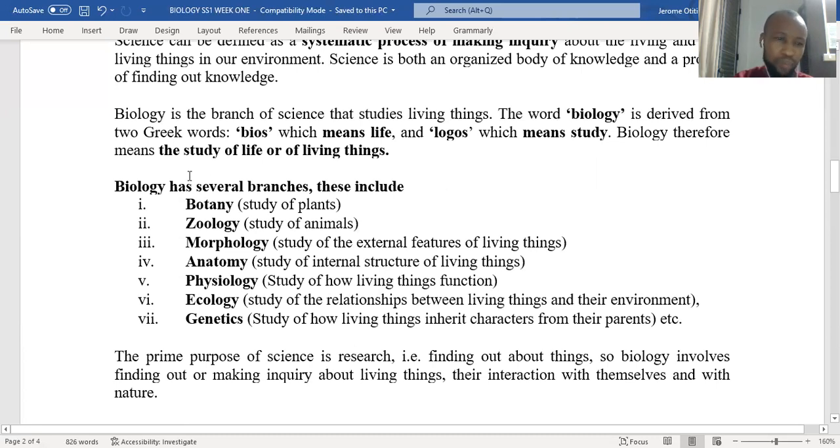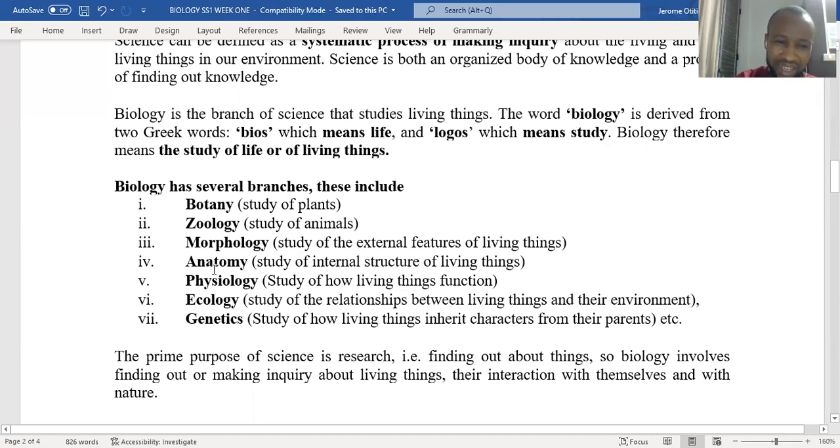Now, biology has several branches. There are over 200 branches of biology. In the objective, I told you you will know at least 5. Here I listed 7, and I'm going to list others that are not written here. We have botany. Botany, the study of plants. In other words, some people may call it plant science. Botany studies plants. Zoology studies what? Animals.